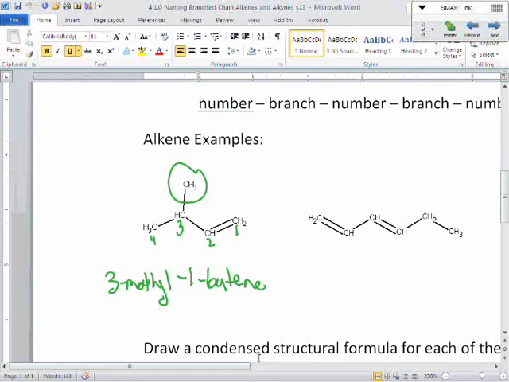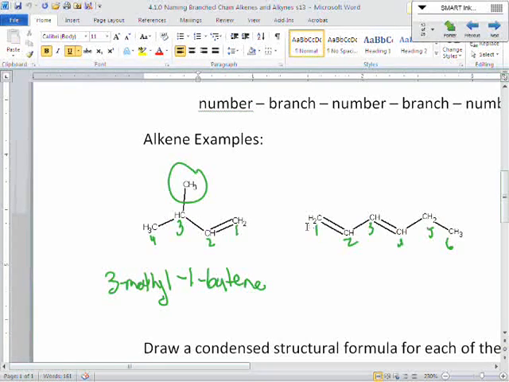All right? Here we don't have any branches. Nothing to worry about for branches, but we've got 2 double bonds. Again, we need to number because we need to position those 2 double bonds. This is a 1, 2, 3, 4, 5, 6.